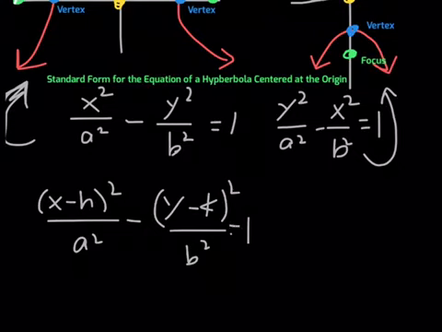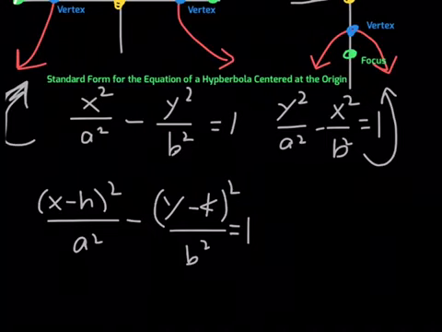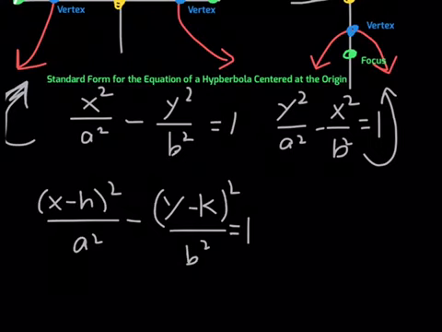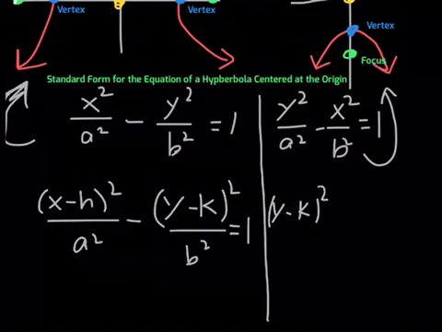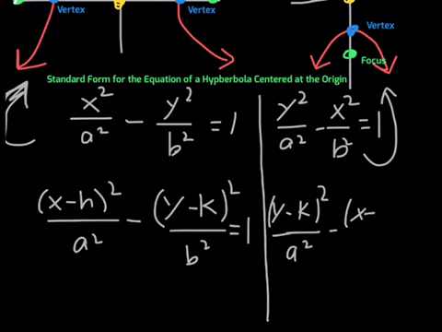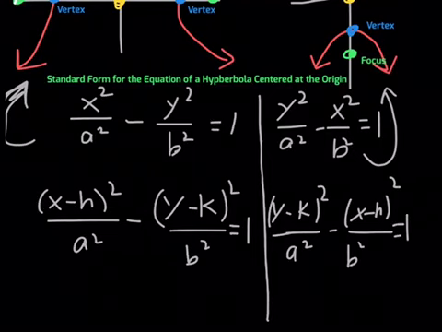This represents a hyperbola that has been shifted away from the origin. So the origin is no longer the center, okay? H comma k is the center. Let me put a line here separating these. And then this one over here would be y minus k quantity squared over a squared minus x minus h quantity squared over b squared is equal to 1, okay?